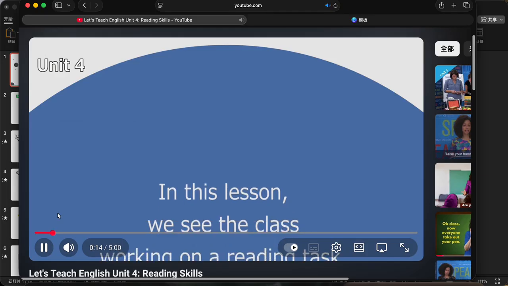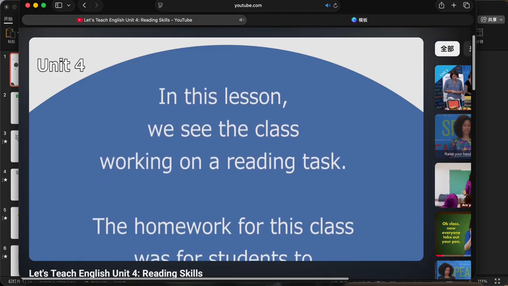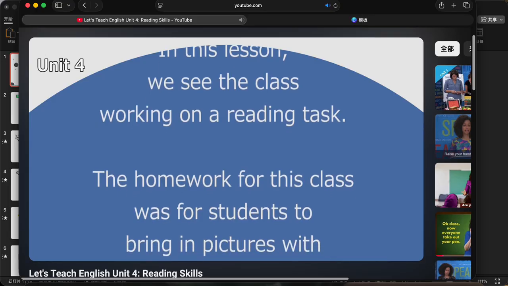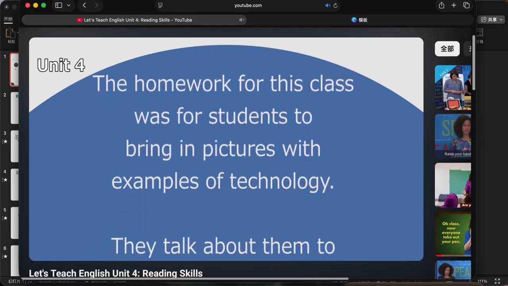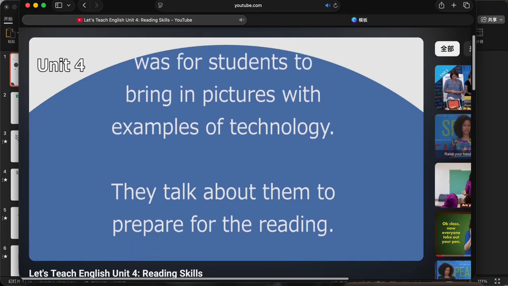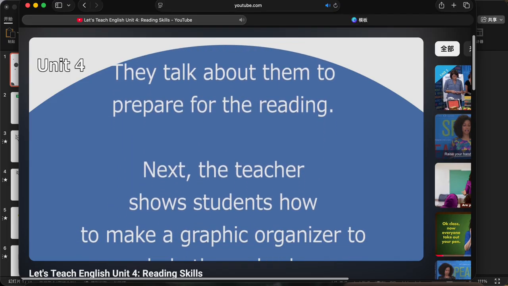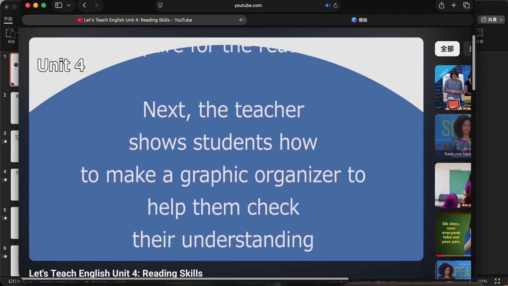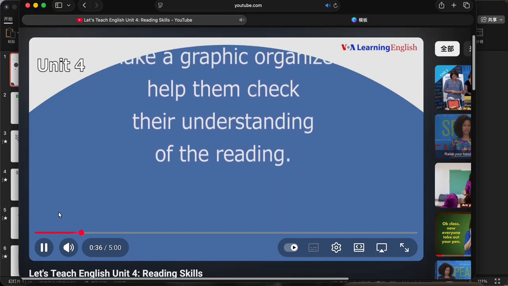In this lesson, we see the class working on a reading task. The homework for this class was for students to bring in pictures with examples of technology. They talk about them to prepare for the reading. Next, the teacher shows students how to make a graphic organizer to help them check their understanding of the reading.